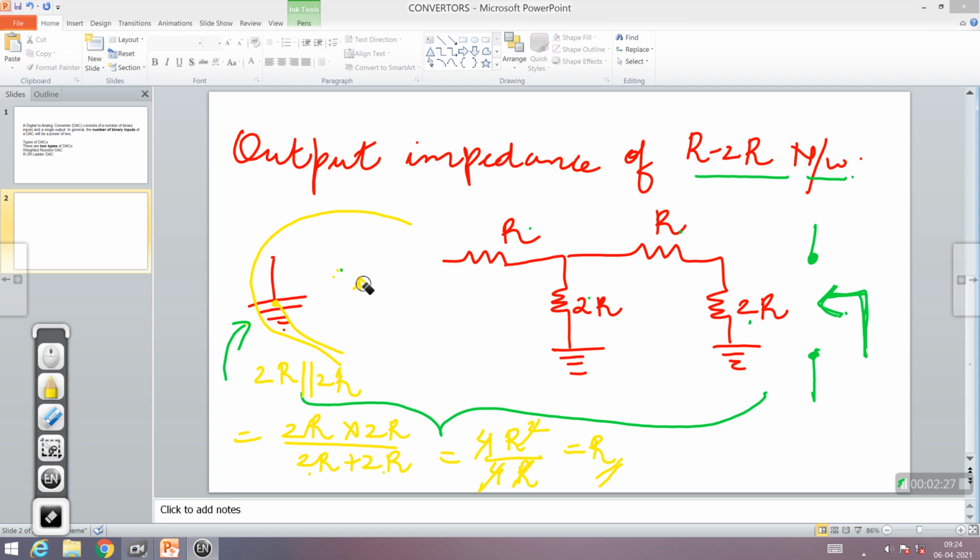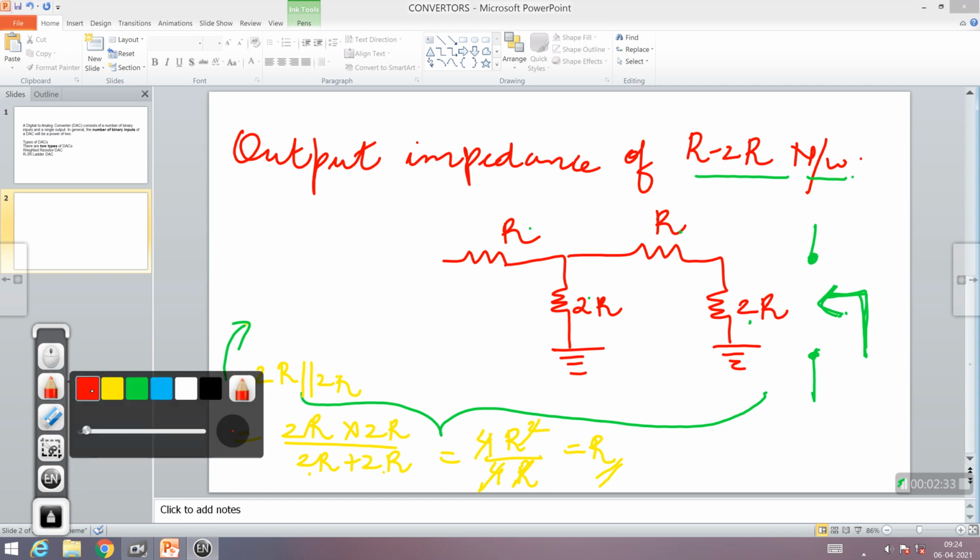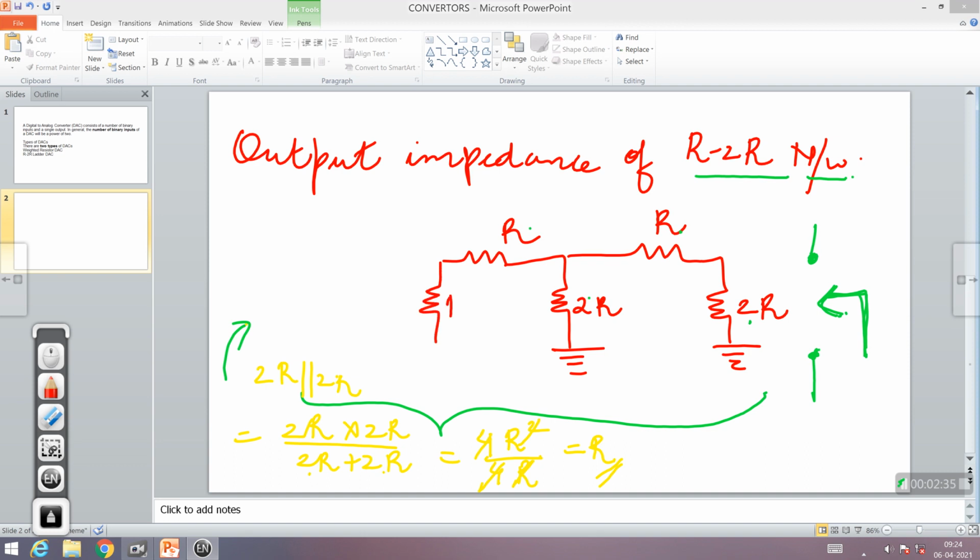Okay, I'm now removing it and I'm replacing it with a single resistor R. One end is at this point, the other end is grounded. So those two parallel resistors get reduced to one resistor R.